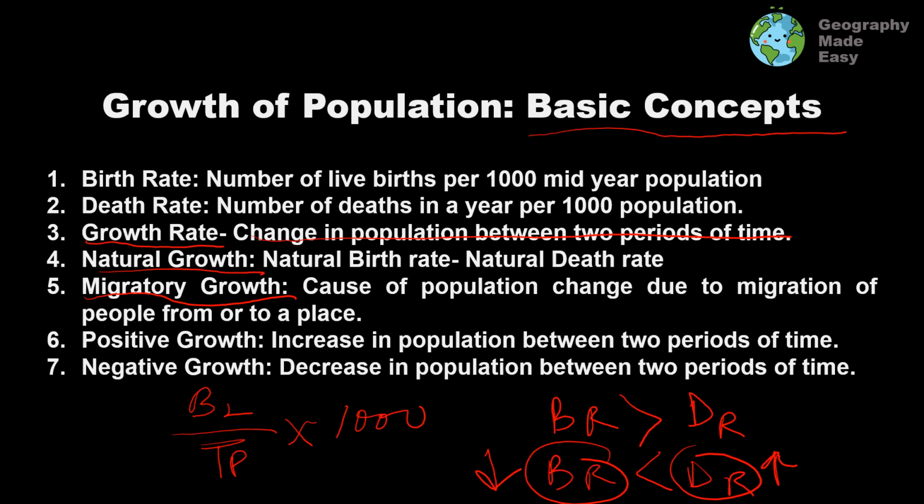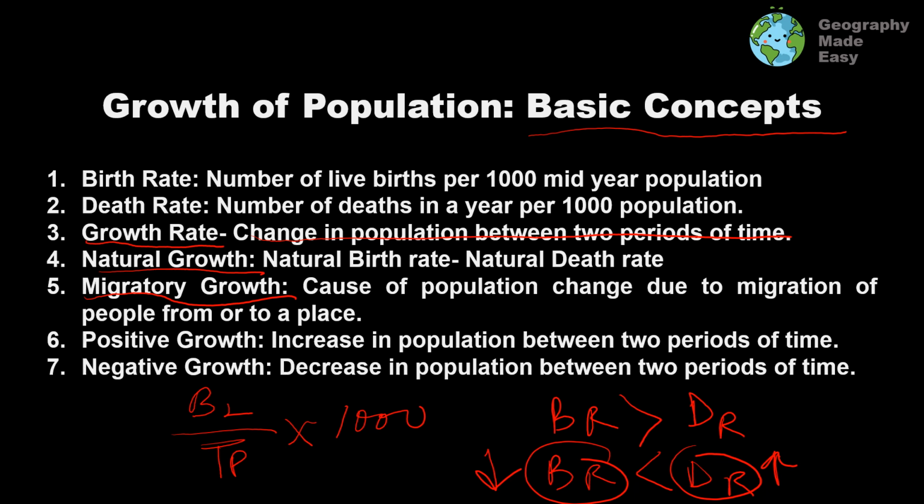One of the major changes because of migratory growth was during the partition of India, where we see that a lot of people moved across the hastily drawn borders of East and West Pakistan, leading to a drastic change in the number of people living on either side of the borders.